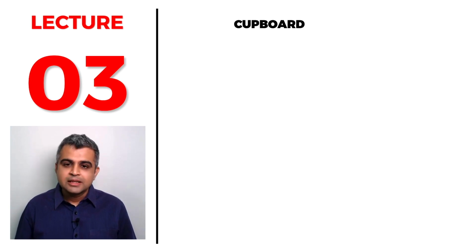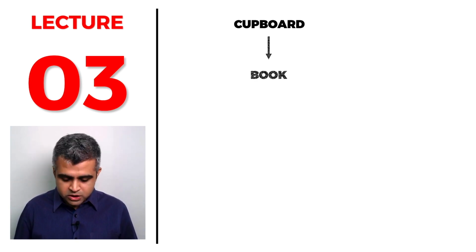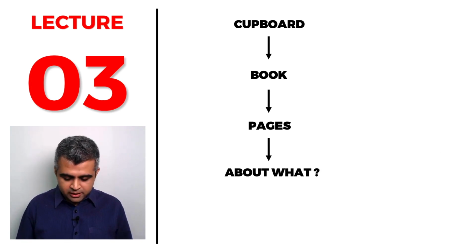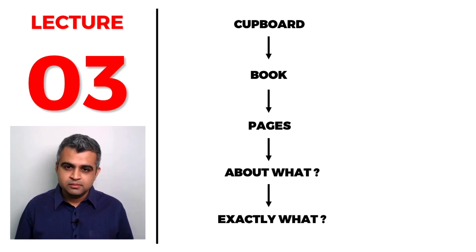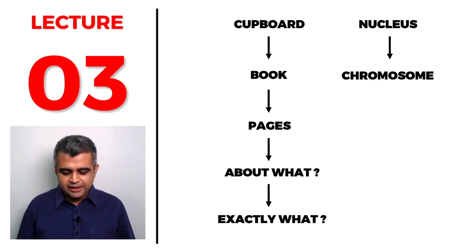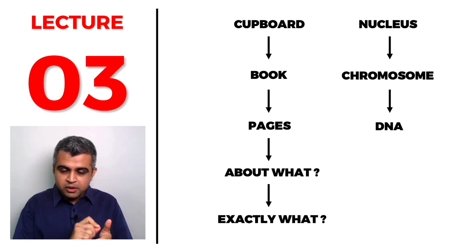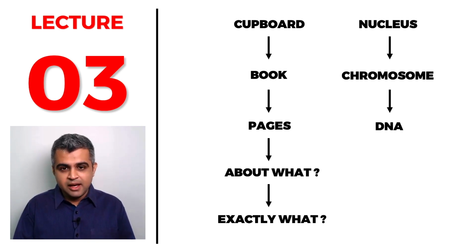So here I explained to you after those two anecdotes that just like you have a cupboard which is going to store books which are made up of pages on which material is going to be written about what and exactly what, किसके बारे में और क्या लिखा है. Similarly, you are going to have a nucleus which will contain the chromosomes which are going to be made up of DNA, and on that DNA information is going to be written. किसके बारे में लिखा है will be called as genes, exactly क्या लिखा है will be called as alleles.